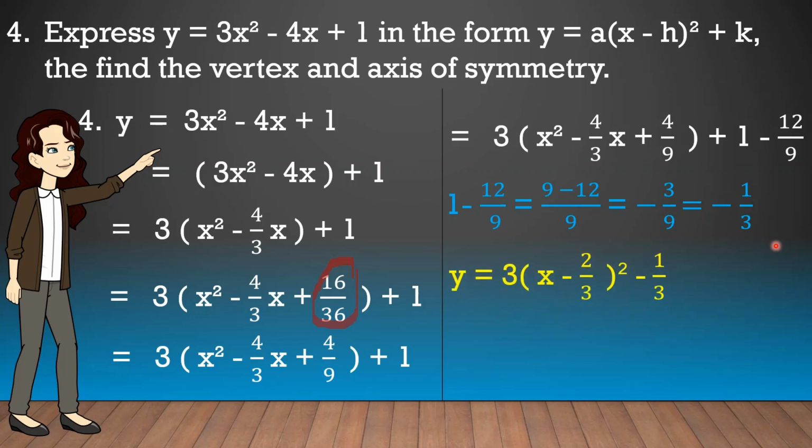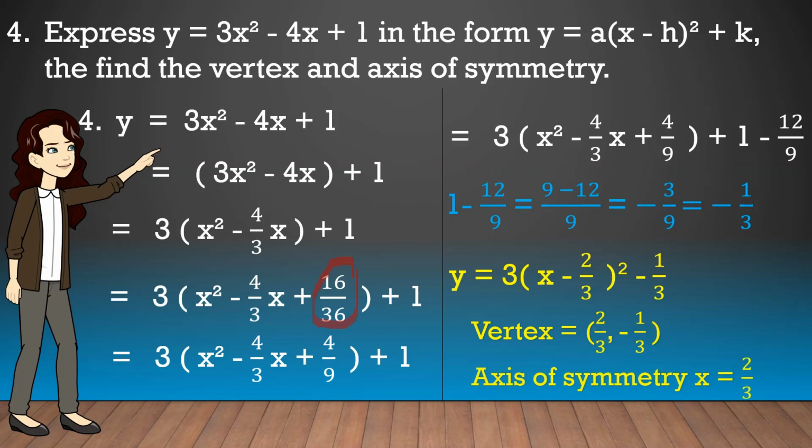So after that, we have now y is equal to 3 times the quantity of the square of binomial, which is x minus 2/3. Where do we get 2/3? You just take the square root of 4 over 9. The square root of 4 over 9 is 2/3. So we have y is equal to 3 times the quantity of x minus 2/3 squared minus 1/3, our k. So this is our vertex form. Let us get the vertex. Our vertex is positive 2/3, negative 1/3. And our axis of symmetry is x is equal to 2/3.